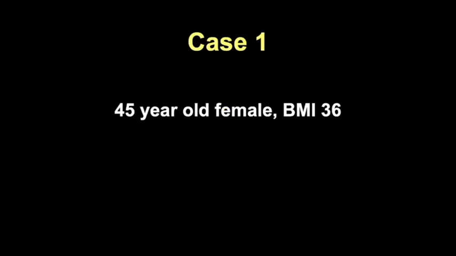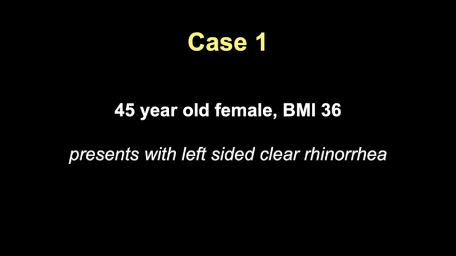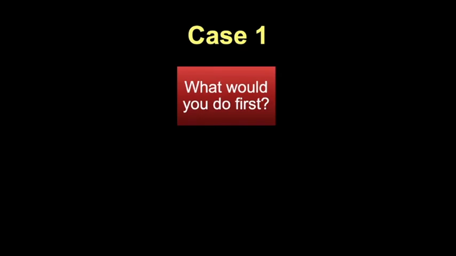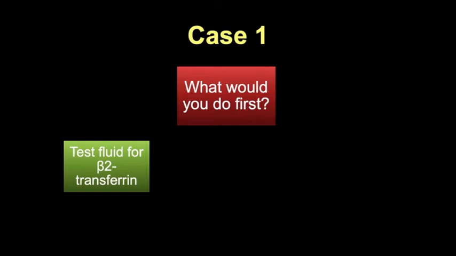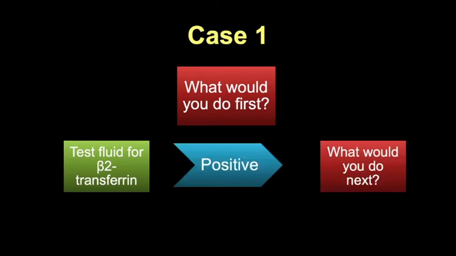So now I'm going to work through that algorithm with some cases and highlight some pearls and pitfalls with real-life examples. So the first case is a 45-year-old female with an elevated BMI who presents with left-sided clear rhinorrhea. So to start, what would you do first? Well, first, as we said in our algorithm, you want to test the fluid for beta-2 transferrin, and it's positive. So then what would we do next?